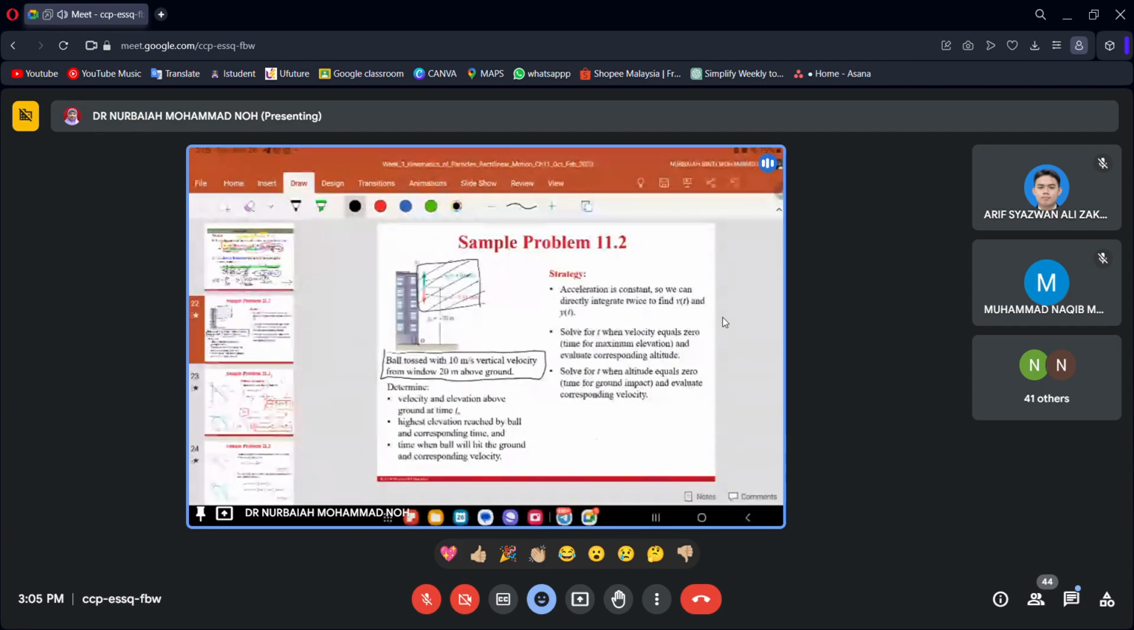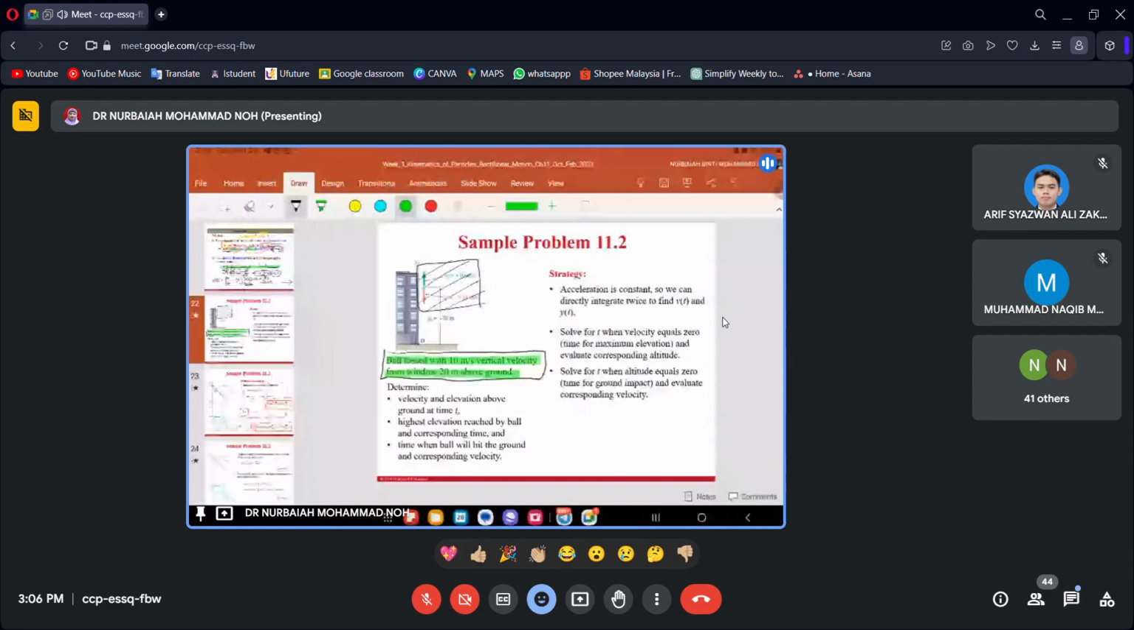So now this is where you need to learn about how to illustrate, how to express, or how to give the data here into a diagram. Okay. Now the statement given is: ball tossed with 10 meter per second vertical velocity from window 20 meter above ground. So this statement, every single word is very helpful and very important.